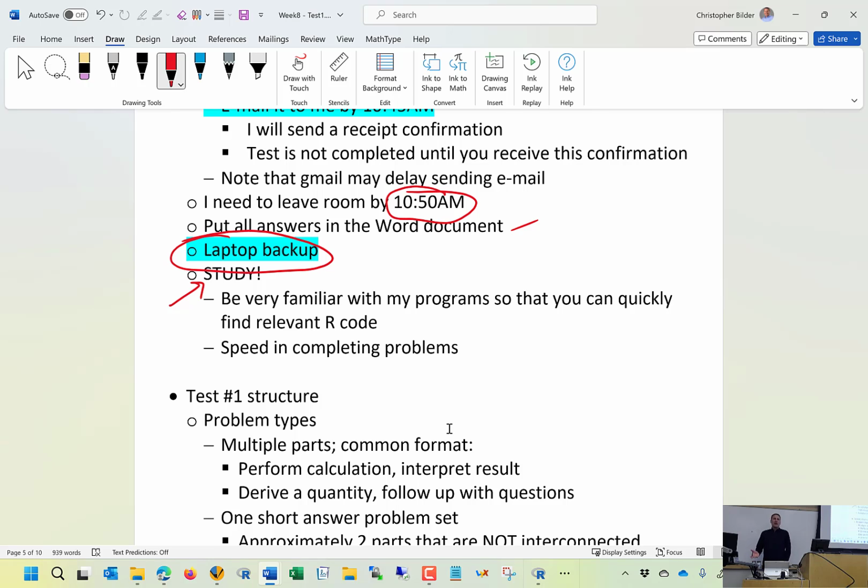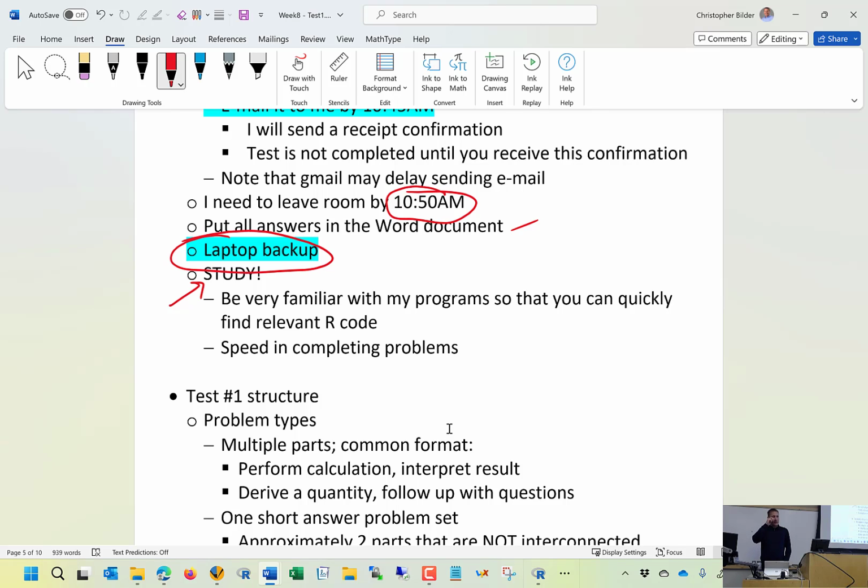Now, of course, with the tests, you need to study for it. It should be obvious. But I want you to make sure that you're not too over-reliant on the information that is going to be available to you on the test, such as my R programs. Make sure you do study for it. I strongly recommend that you are familiar with what my programs are.